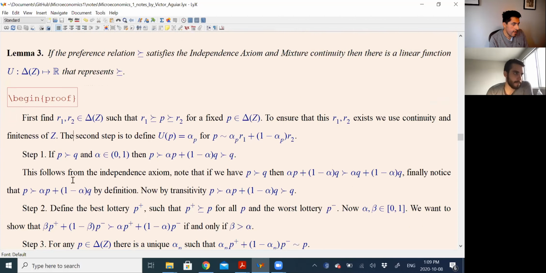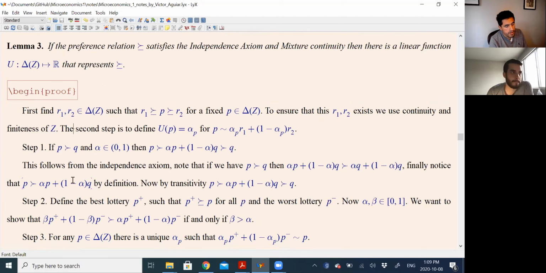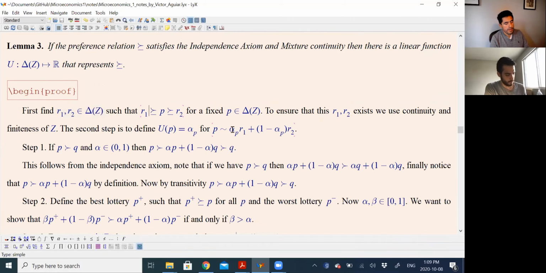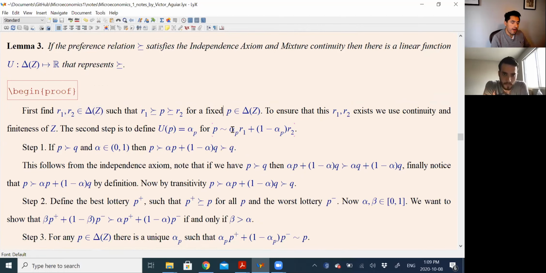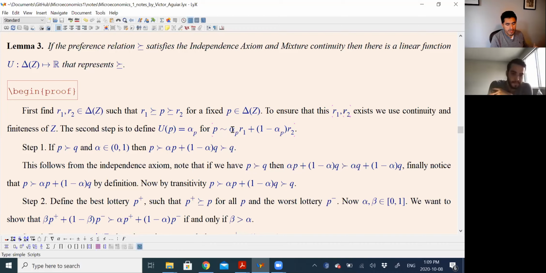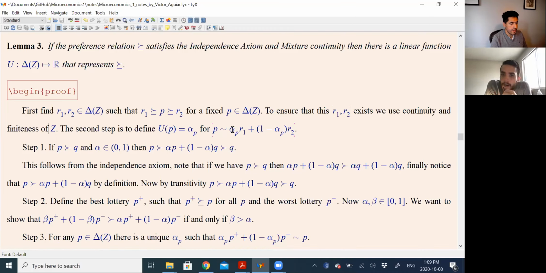So okay, what I'm going to do here is a very constructive proof, as opposed to the proof that I did in chapter 3. So this proof is simpler in a way. And actually, you can imagine the experiment that someone is running. So the first part is that we're going to find two lotteries inside this choice set. And we're going to choose them such that R1 is above P and R2 is below P for a fixed lottery P. To ensure that these objects exist, we use continuity.